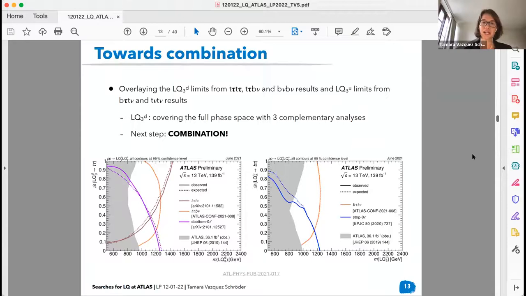I chose also these three analyses because, as you see in this overlaid plot, they cover the full phase space of our branching ratio versus mass of the LeptonPhoton down. And as you can imagine, the next natural step here will be to combine this analysis, which we hope also to do very soon. And just for completeness, on the right-hand side, you see a similar overlaid plot, but for the LeptonPhoton up search.